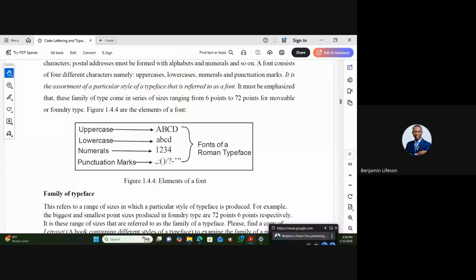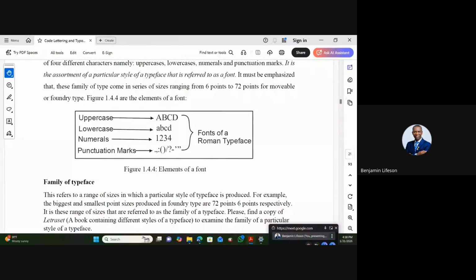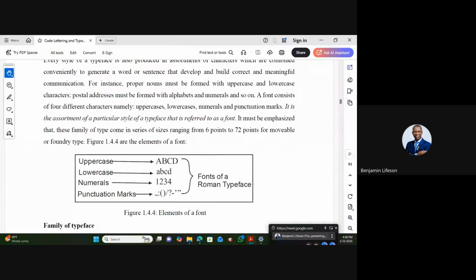Then we look at the font. So let's look at the font. We say the constituents of a typeface are made up of style and font. So the font basically is the specific size and style of a typeface. So that is what we want to look at.